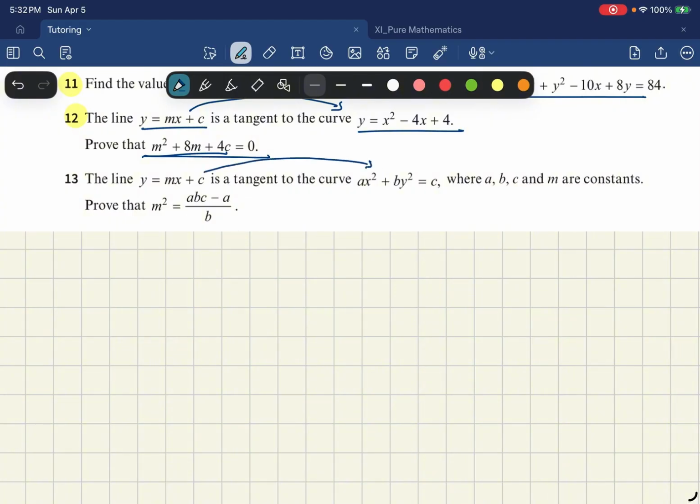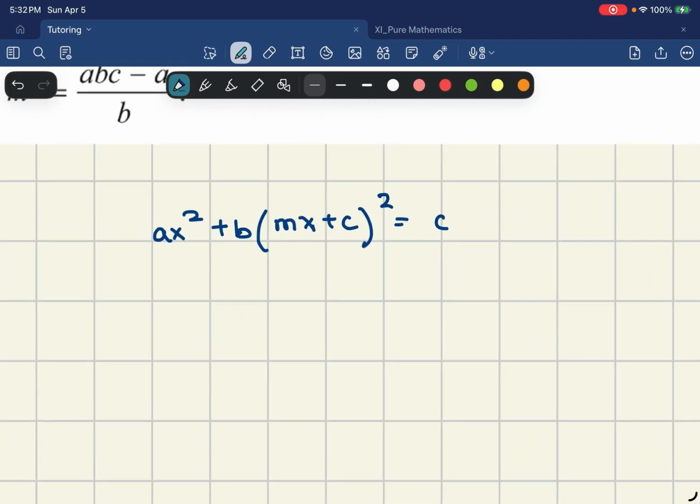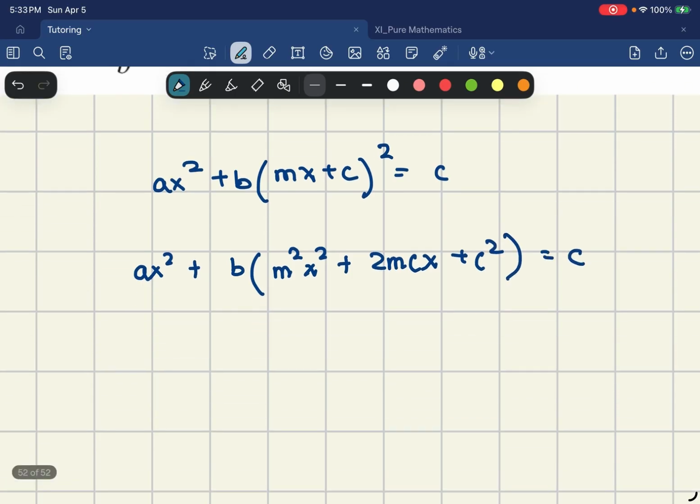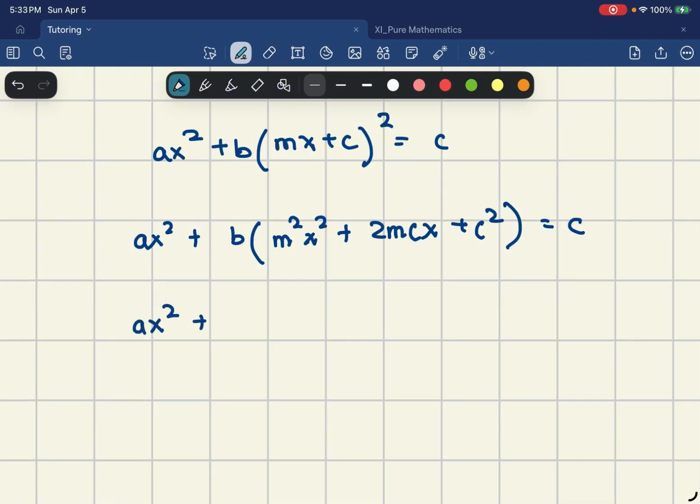So you just substitute this here. ax squared plus b y squared, where y is just mx plus c, is equal to c, right? So y, I just substitute it in and I square it, equals c. So ax squared plus b, if I square everything, I get m squared x squared plus 2mcx plus c squared. And you can do it slowly if you think this is too fast. This is equal to c. And now I can start simplifying. ax squared plus bm squared x squared plus 2mbcx plus bc squared is equal to c.